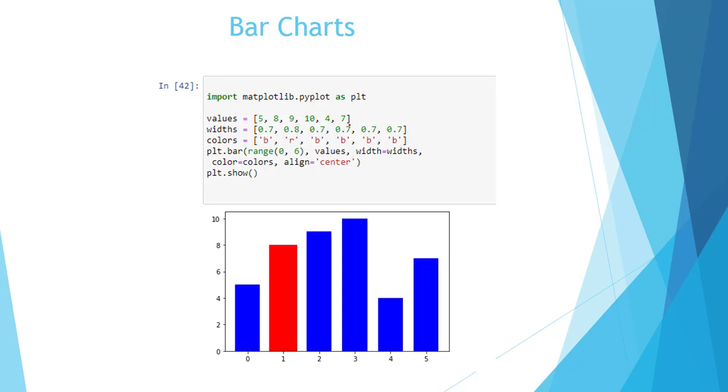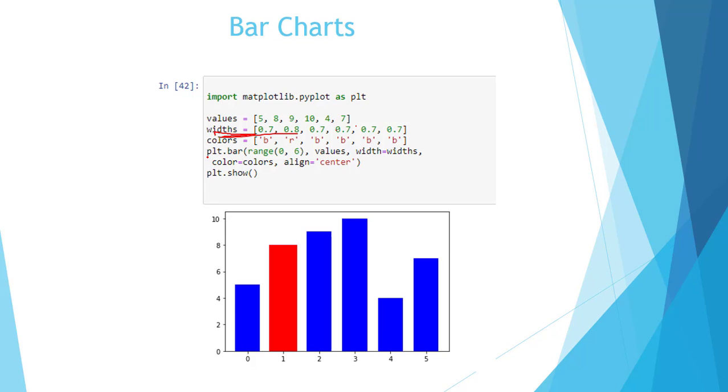Total 6 values, or 6 bars, are specified, and that is the height of the bar chart. After that, I have specified the width of each bar and then the color of each bar. Here I have specified all the bars with the same color, blue, except the second one. The second bar is specified with the red color.